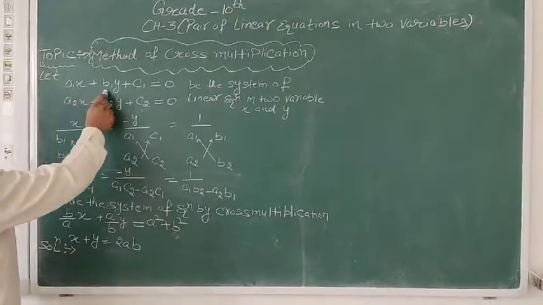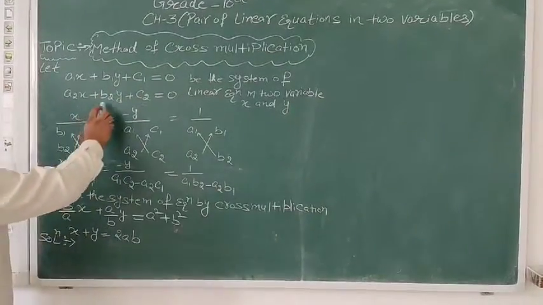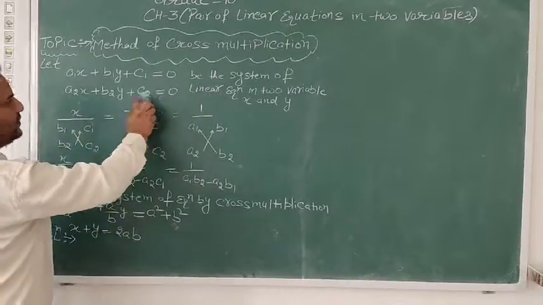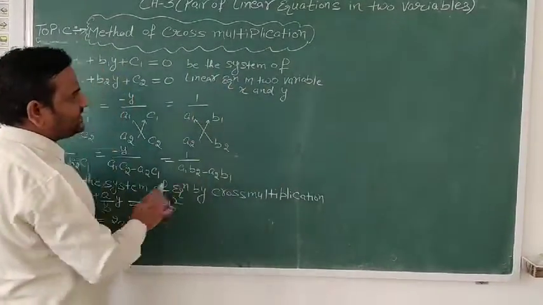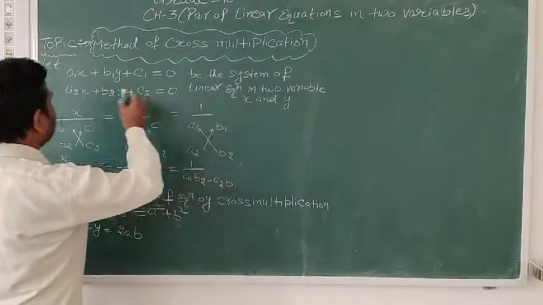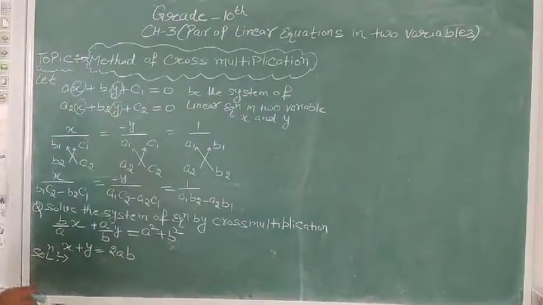Let a1x plus b1y plus c1 is equal to 0 and a2x plus b2y plus c2 is equal to 0 be the system of linear equations in two variables x and y. You can see that only the x and y variables are present.